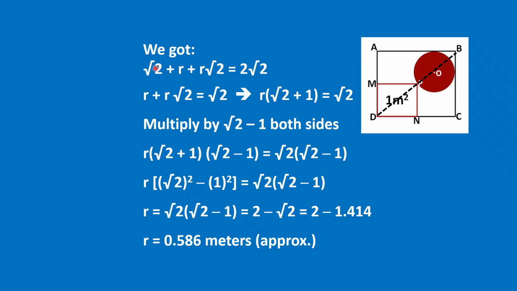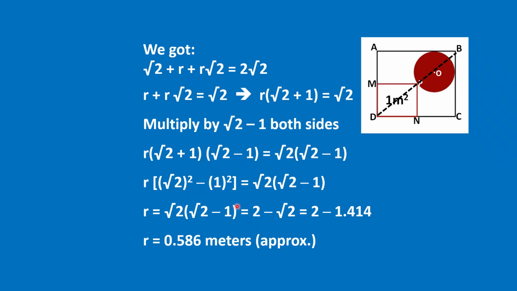Now transpose root 2 to the other side. So R root 2 will be 2 root 2 minus root 2, that is root 2. Taking out R as common, R times (root 2 plus 1) is root 2. Now to rationalize, multiply both sides by root 2 minus 1. So R into (root 2 plus 1) multiplied by (root 2 minus 1), and on the right side root 2 multiplied by (root 2 minus 1). Root 2 plus 1 into root 2 minus 1 is 1. So we get R on the left side, and on the right side we get root 2 into (root 2 minus 1).